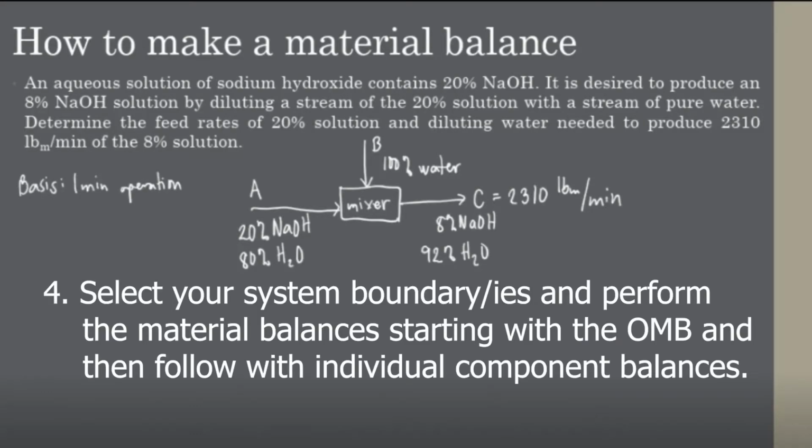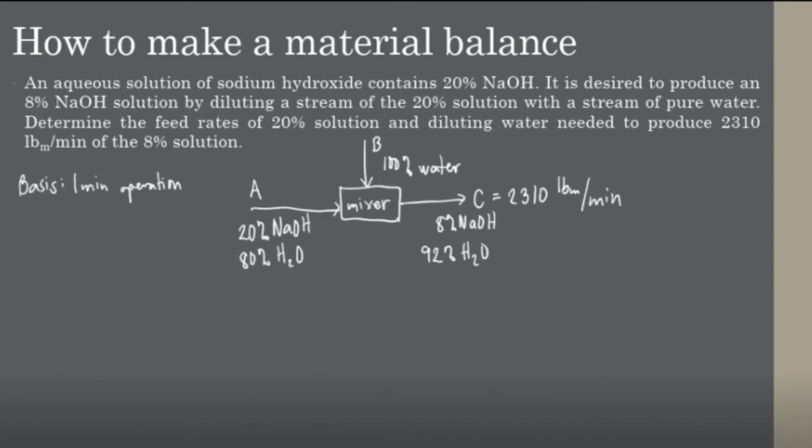Select your system boundaries and perform material balances starting with the overall material balance, then follow with the individual balances of the components. So let's do that piece by piece. What is a boundary? A boundary is simply a dotted line that we draw around certain systems in which we are considering what streams are going in and what streams are going out of my system boundary. For processes with only a single unit, you are left with no choice but to select your unit as your boundary. So for clarification, let me draw the boundary here.